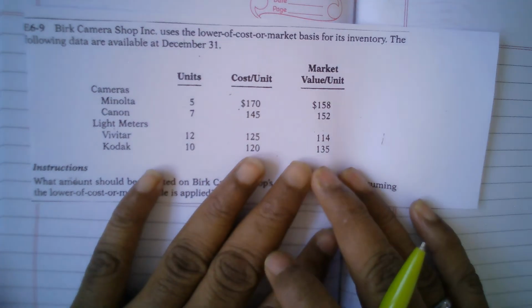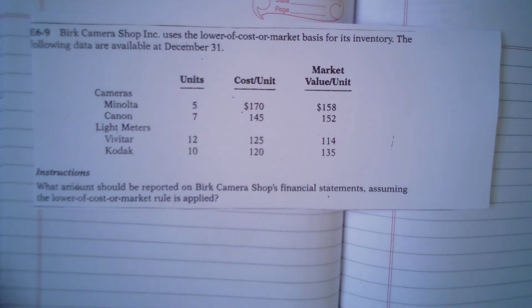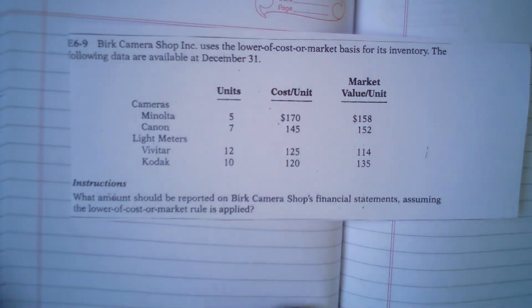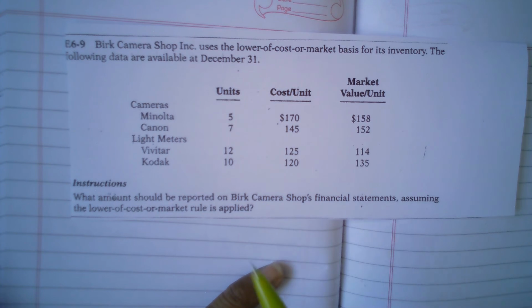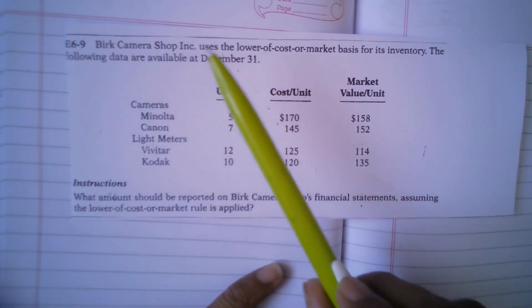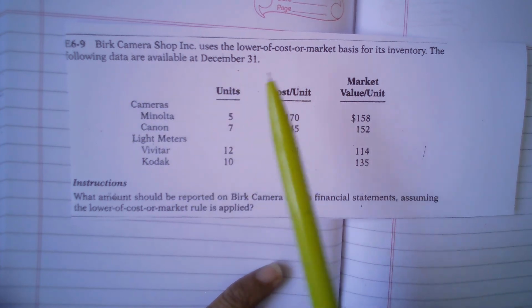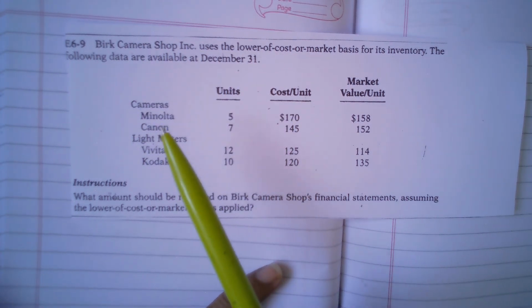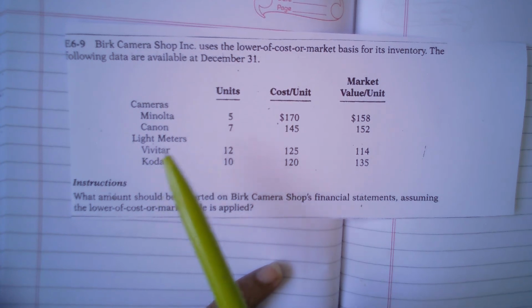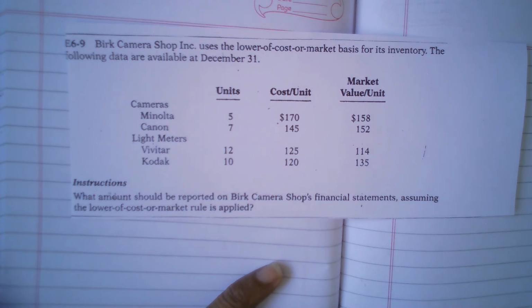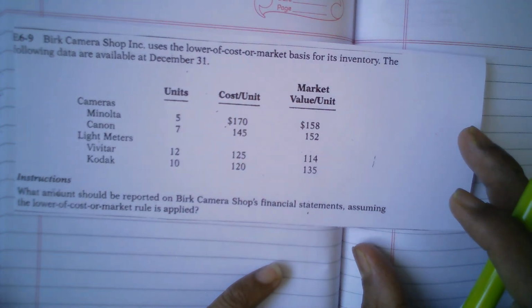Okay, so this is another problem. Again, you can pause the video and try to find the lower cost here. Now the Berg camera shop uses the lower of cost or market basis for inventory. The following data is available. There are two different types of cameras and two different types of light meters. The units, the cost, and the market value are given. Now you need to find the value of the inventory.